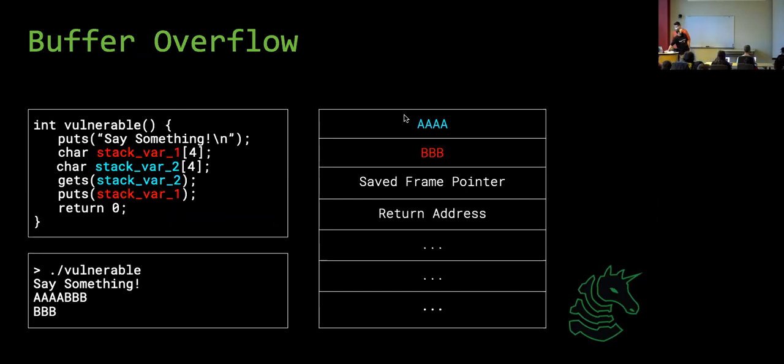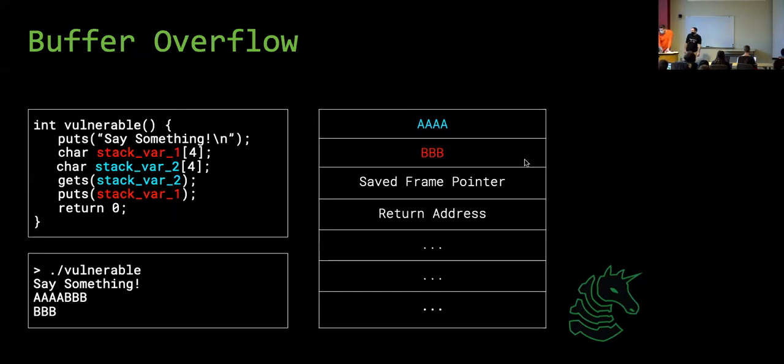So I guess to explain the term, since we didn't really say that. In the term buffer overflow, the buffer would be stack var2. It's a buffer of 4 bytes. And then the overflow is what happens when you put more data into the buffer than is supposed to be there. That's the overflow part of the term.